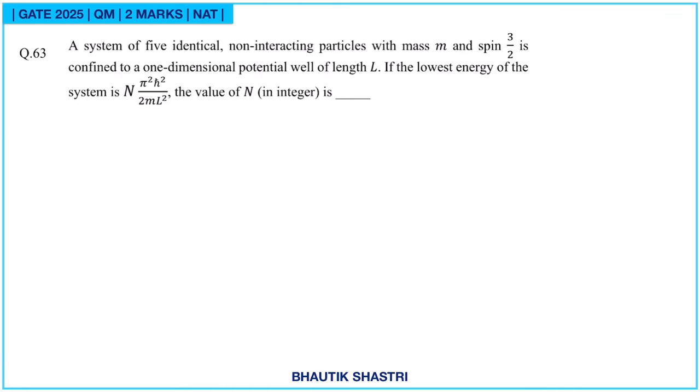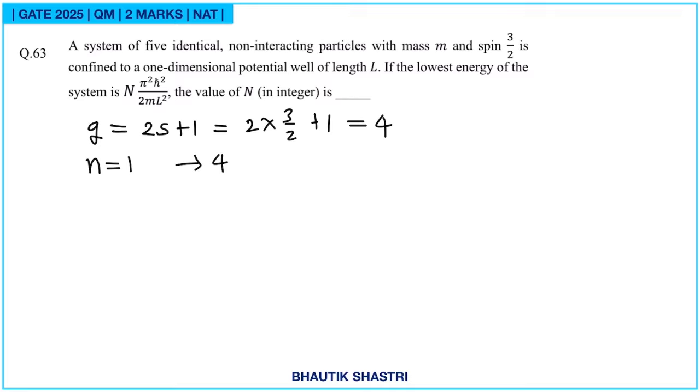Next question. A system of 5 identical non-interacting particles with mass m and spin 3 by 2 is confined to a one-dimensional potential well of length L. If the lowest energy of the system is n into pi square h cut square by twice m L square, the value of n is. Now spin is 3 by 2. So the spin degeneracy G is equal to 2s plus 1, which is 2 into 3 by 2 plus 1, it is 4. So each state can accommodate 4 particles. So n is equal to 1 will have 4 particles, and n is equal to 2 will have the remaining 1 particle.